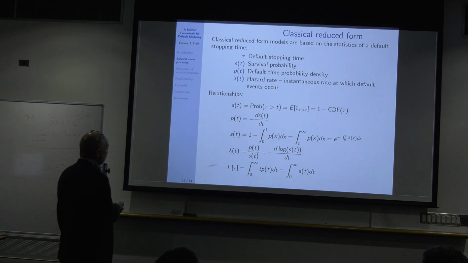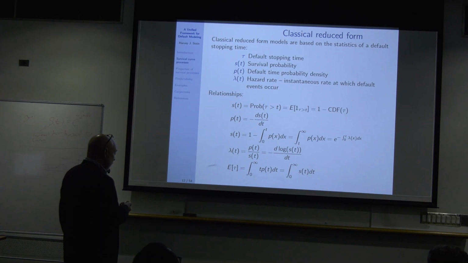And then the probability density is the negative of the derivative of the survival, because it's the derivative of the CDF. Which we can just integrate out, of course, to get the survival. We express the survival curve. So the survival curve is starting at 1 because you haven't defaulted yet, and it's dropping over time.